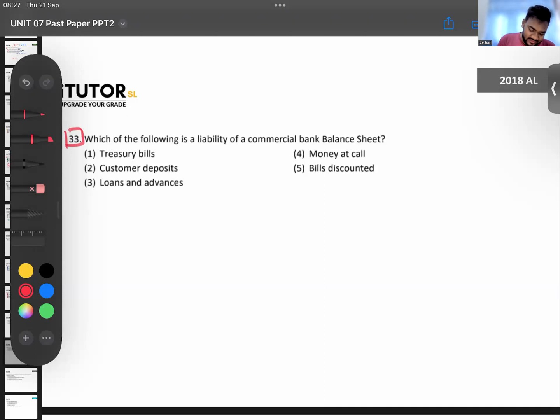Yeah. Now, customer deposits, right? Demand deposits, savings deposits, fixed deposits, we call them time deposits. All of those are liabilities for commercial banks. Treasury bills, that's an asset that they hold. Loans and advances, assets. Money at call, maybe they have given money to someone, assets. Bills discounted, maybe the treasury bills that they have, assets. So the only other thing is liabilities.